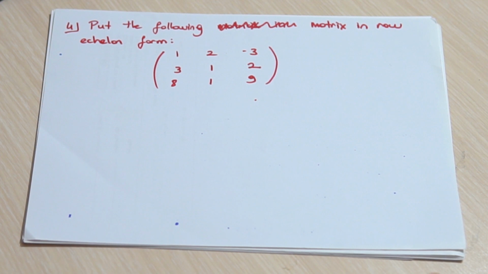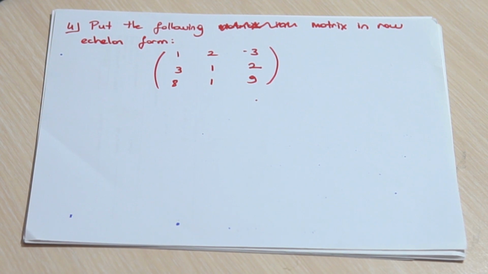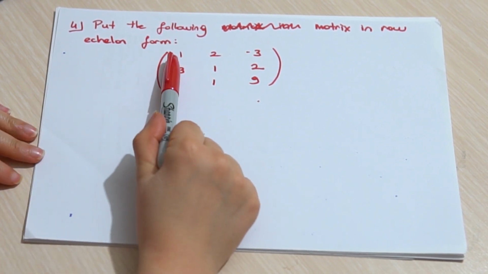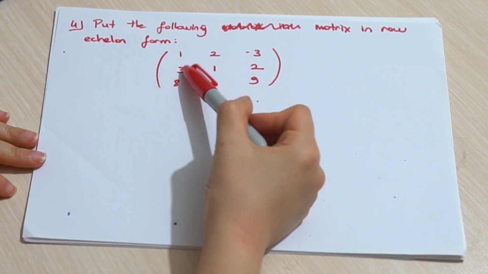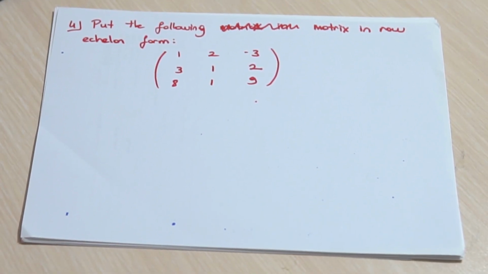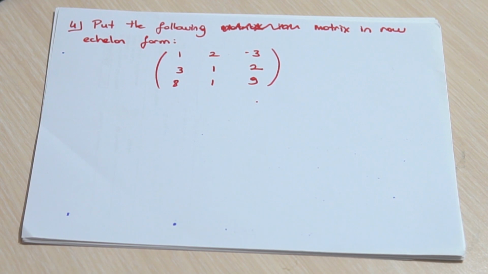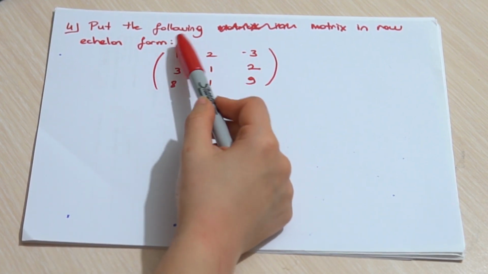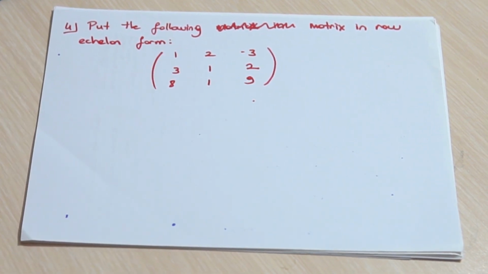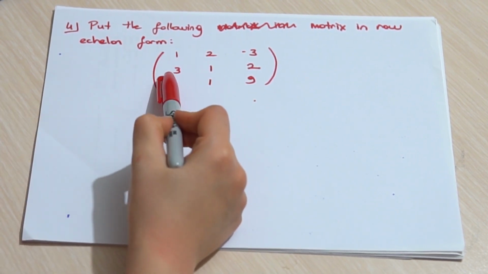Put the following matrix in row echelon form. The matrix is 1, 2, minus 3, 3, 1, 2, and 8, 1, 9. Now we need to put this matrix to row echelon form. Let's look at it. Now we have 1 here, right? This one is the leading entry. Now below this one we should have zeros, because if Aij is a leading 1, then Akj should be equal to 0 for k greater than i. So for the second row and third row, the first entry should be 0.